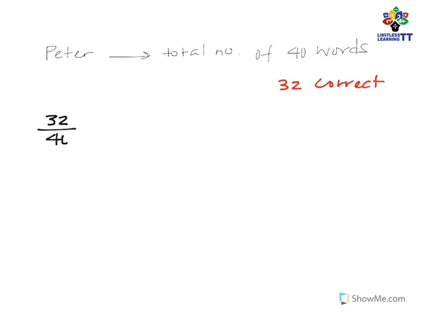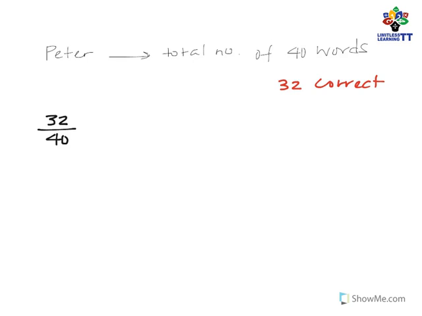So Peter has a total number of 40 words to spell. Okay, he got 32 correct, so 32 correct. And so my first question wants to know what is the fraction, in its simplest terms, of words that were spelled correctly. So that's going to be 32 over 40. And the simplest terms means that I want to get this so that it can't go down any further, right? I want to reduce this fraction.